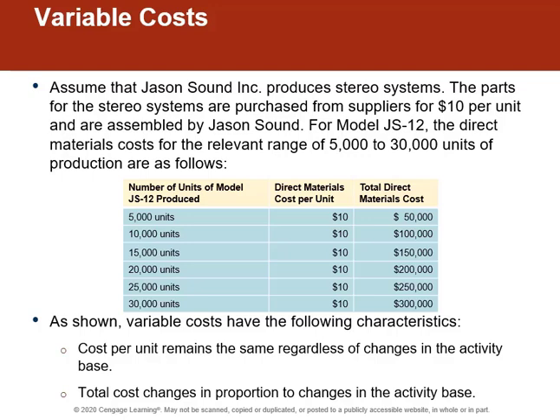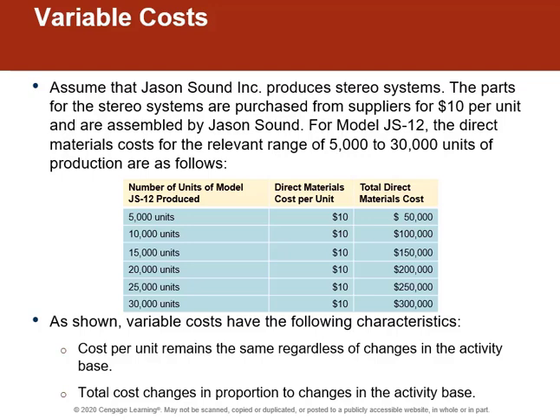Okay, and here's an example. It says, assume that Jason Sound produces stereo systems. The parts are purchased for $10 a unit and then assembled by the company. Direct material costs for the relevant range of 5,000 to 30,000 units of production are as follows. And what we see here is while the total material cost goes up as we produce more and more units, the amount that we're paying per unit doesn't change.